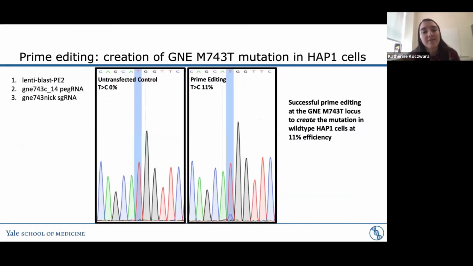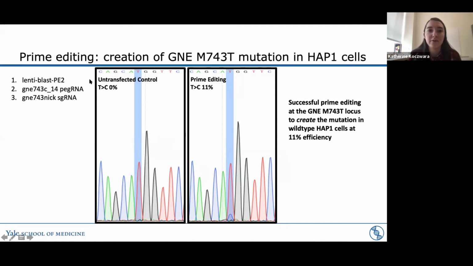And so what I've done so far in working on this is I've designed all of the constructs that I need for this, and first just began testing to see if I could perform this DNA editing at the place in the GNE gene where one of the common GNE mutations is, so at the M743T locus. So I first was just looking to create the mutation in wild type cells, so healthy cells, at this locus, to show that I can in fact perform DNA editing at this locus.